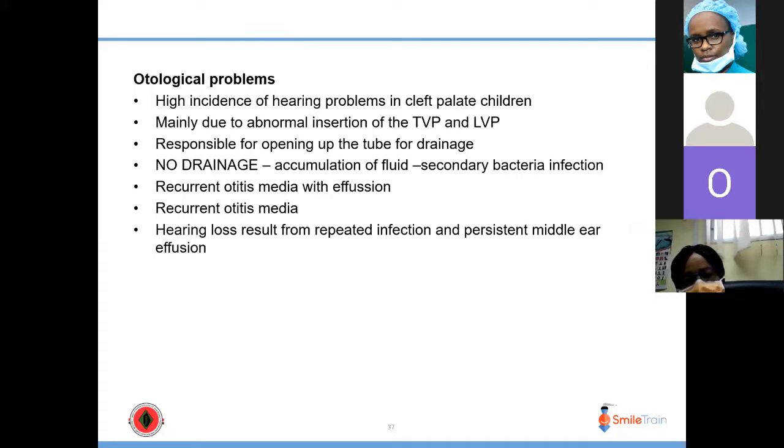And when there's no drainage, there's accumulation of fluid which can readily get infected. So this can lead to otitis media with effusion. When there's repeated otitis media with effusion, it can actually lead to hearing loss.